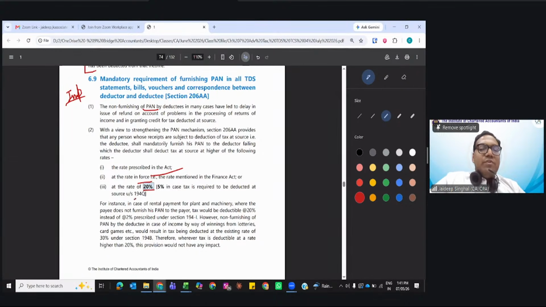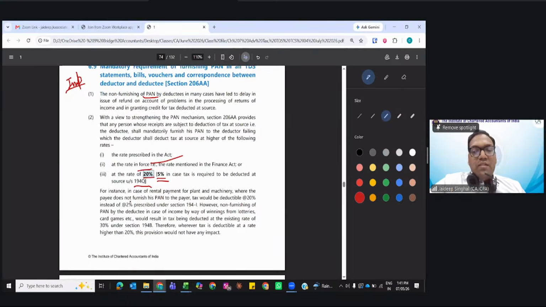In case of 194Q, purchase of goods, the rate is 0.1%. There the rate of 20% will be too much. So the maximum rate prescribed is 5%. For 194Q, the rate prescribed is 5%. Clear?